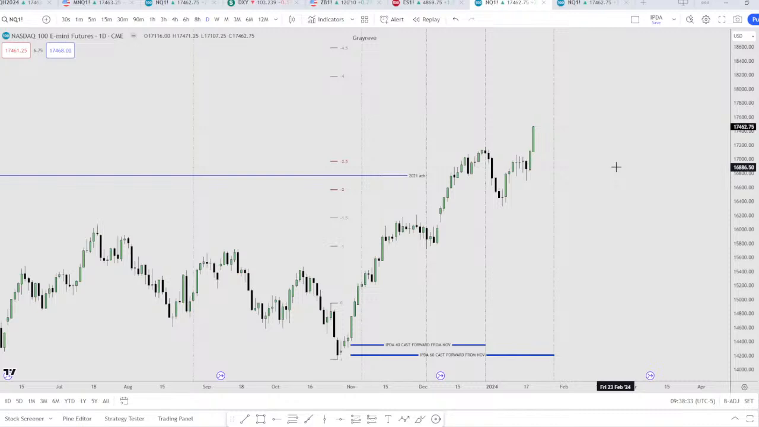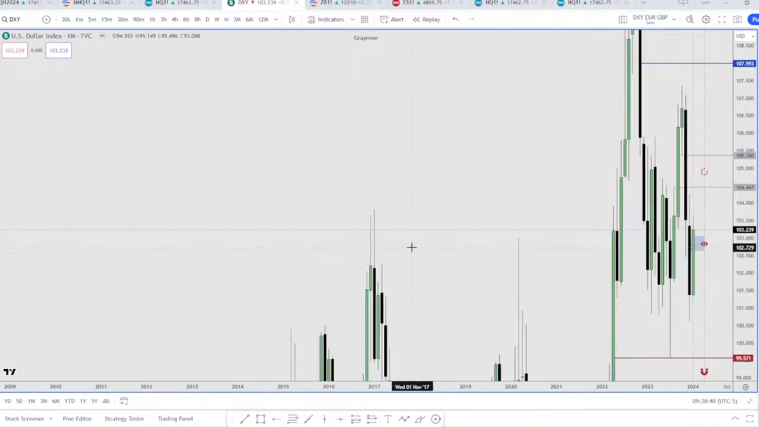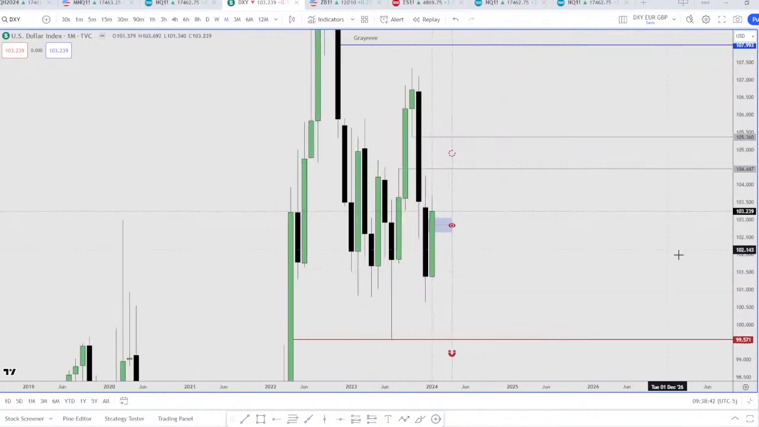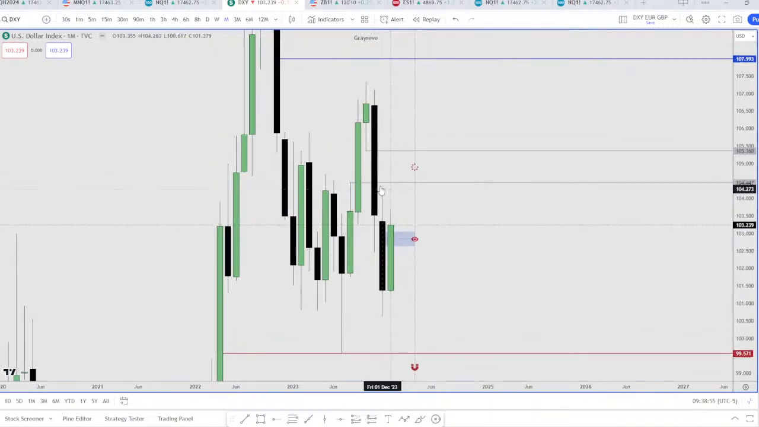Alright, so with that, let's move on to the dollar index. So for the dollar index, right now we are on the monthly time frame. Okay, this is a yearly fair value gap right here, right? And at the same time we have an inversion fair value gap right here as well, and then we have a monthly volume imbalance.